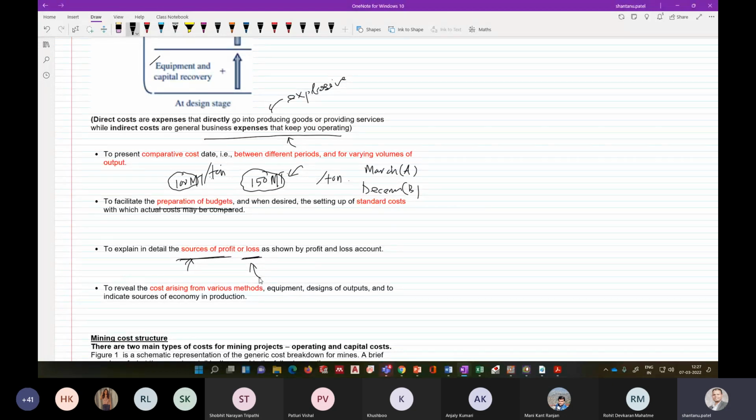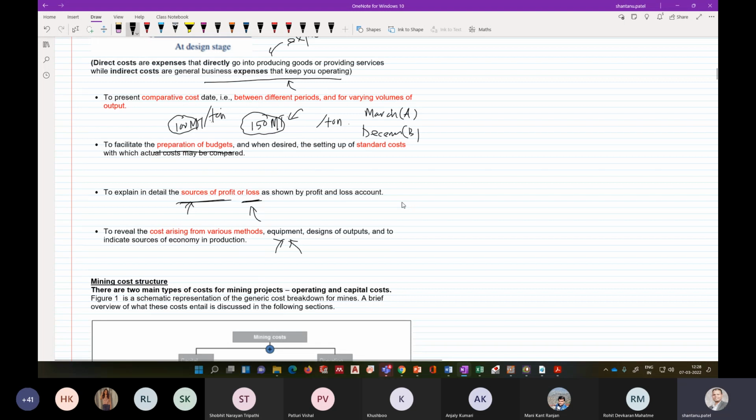Last is to reveal the cost arising from various methods, equipment, and design of output, and to indicate sources of economy in production. So you know, if you change your methods or equipment, before you were using one type of drill rig, now you are using a different type of drill rig, what are the changes? Those kinds of things you can find out, and this is very much necessary for any mining business or any kind of business, right?